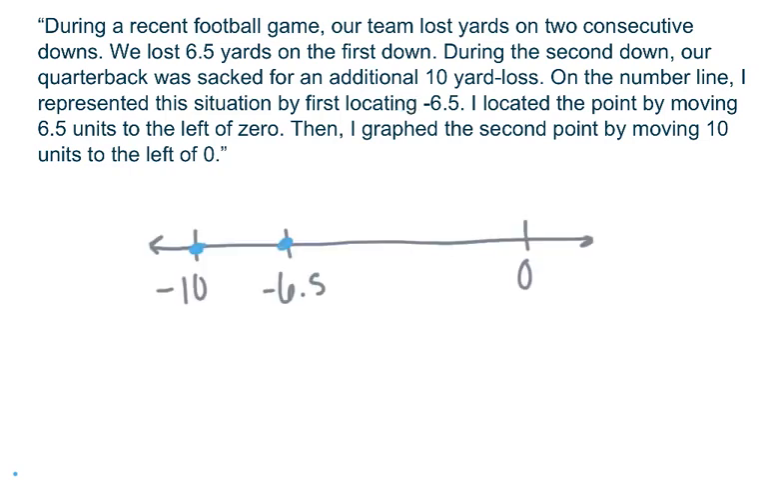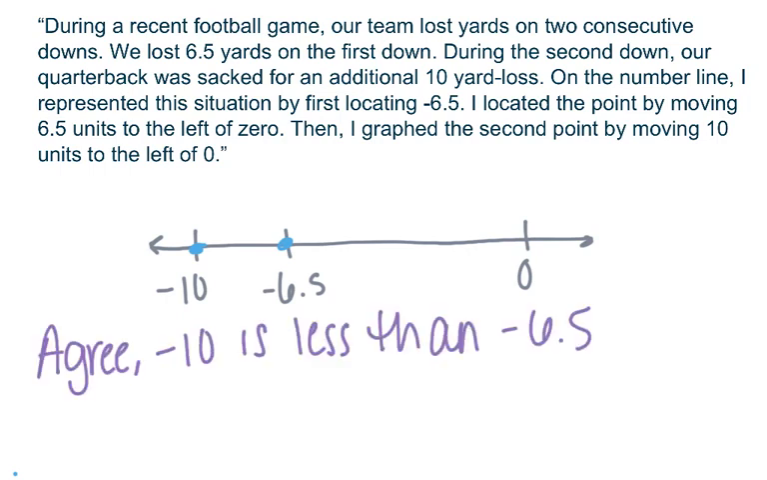If we look at our number line, we have our points of -6.5 and then -10. So we can conclude that this person is correct. So we agree because -10 is less than -6.5. So it would be to the left of 6.5.